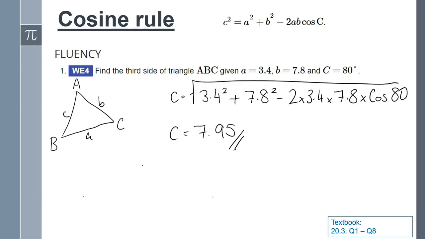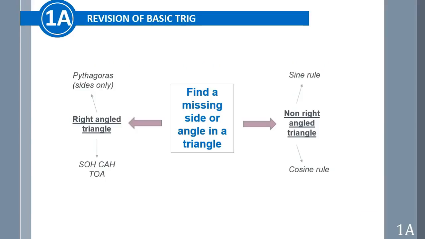Probably the most difficult part is deciding what to use when. So if we go right back to the start, if I can find it. So if we're looking for a missing side or an angle, we've got right angle and non-right angle. Right angle, we're looking at SOHCAHTOA mainly. Non-right angle, we're looking for sine rule if we have a pair, an opposing pair. Cosine rule if we don't have an opposing pair, or if we have 3 sides and we're trying to find an angle. Okay, so I hope that gives you a fairly good overview.